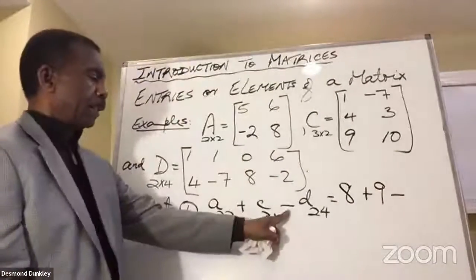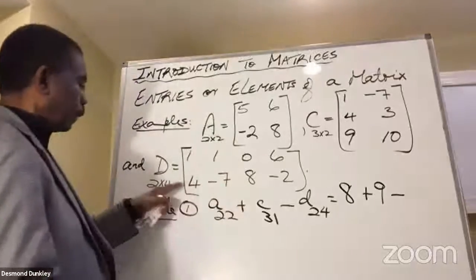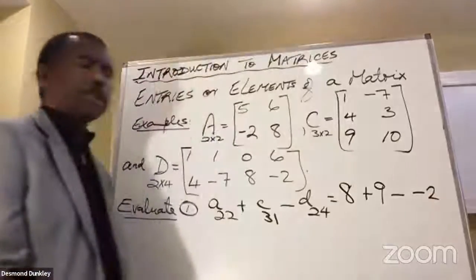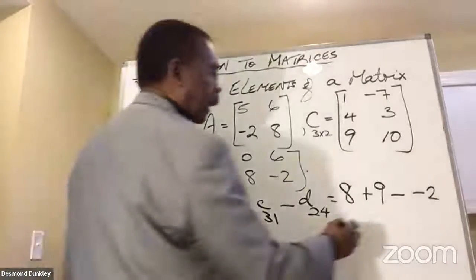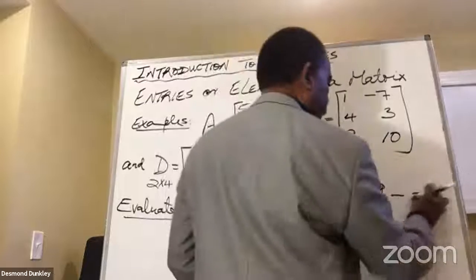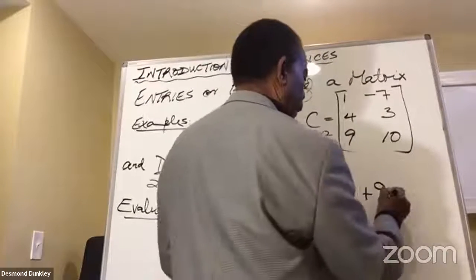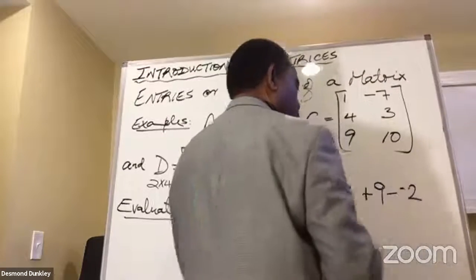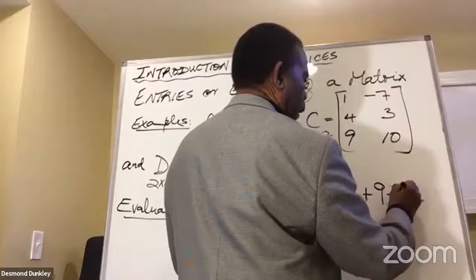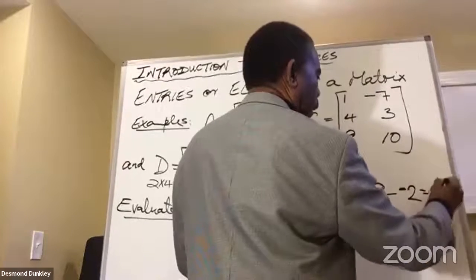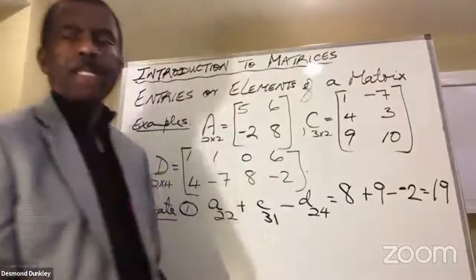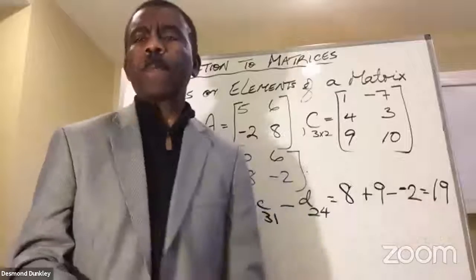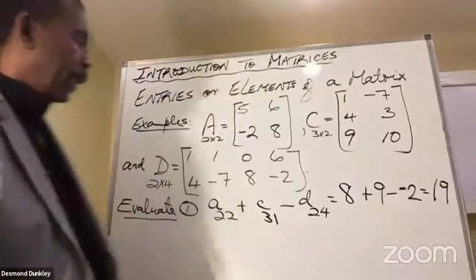What is D2-4? D2-4, so minus -2. So we see that the answer is... So it's 8 plus 9, 17, take away -2, so it's +2, gives you 19.